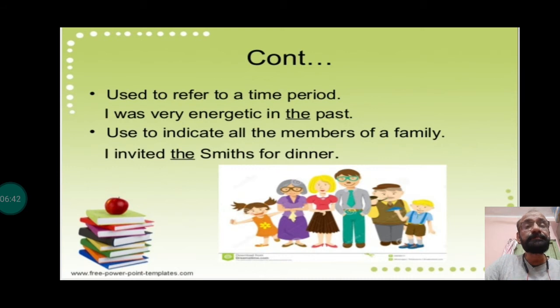We use the. It is also used to indicate all the members of a family. The Guptas, the Smiths, the Roshans. We can use it for a particular family. It's a group, a single group, and that consists of a family. So we use the in that case.